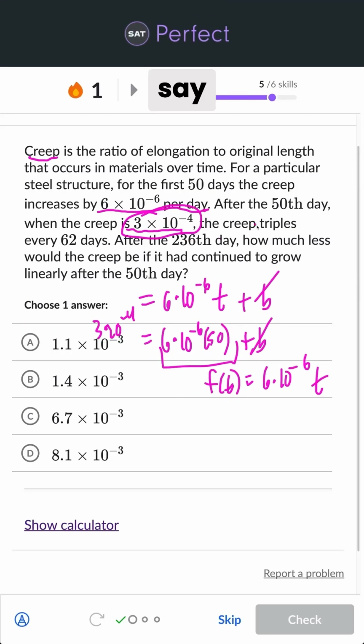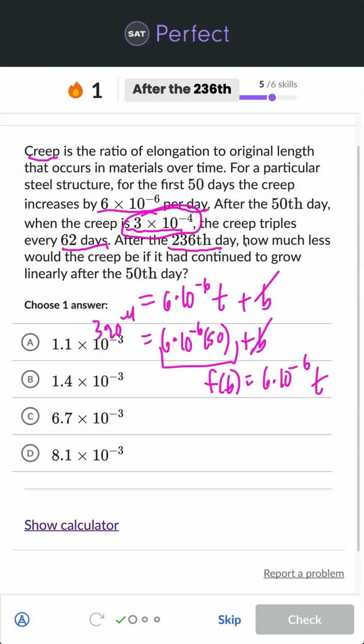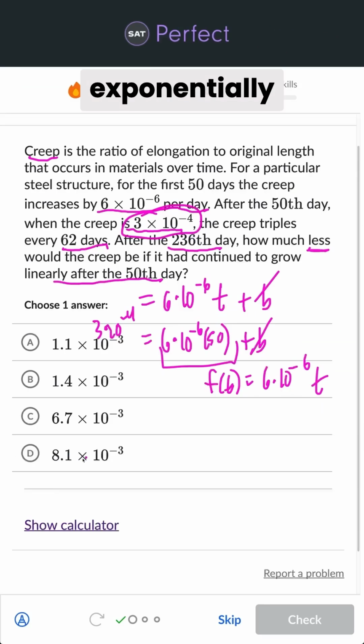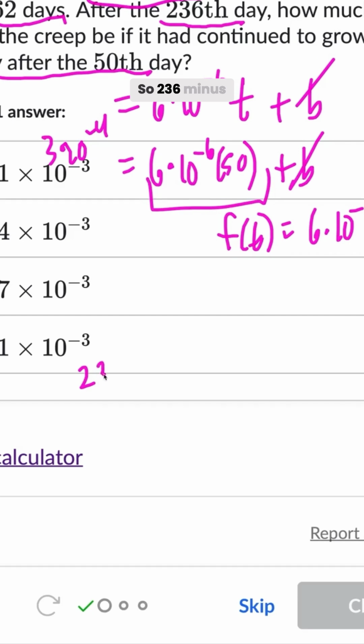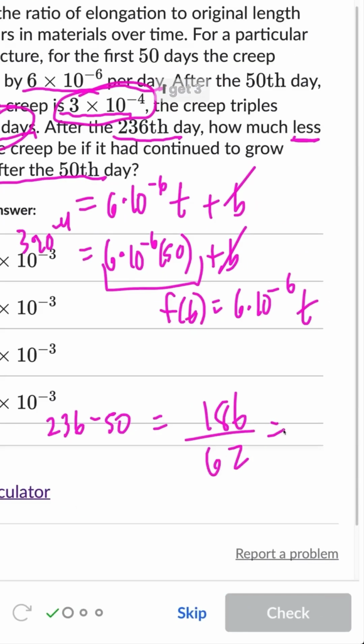Now they say after the 50th day, when the creep is this, the creep is going to triple every 62 days. After the 236th day, how much less would the creep be if it had continued to grow linearly after the 50th day? So we're growing exponentially after the 50th day. So 236 minus 50, I can do that quickly on my calculator and I get 186. But we know that every 62 days we triple. So if I divide this by 62, I get 3.